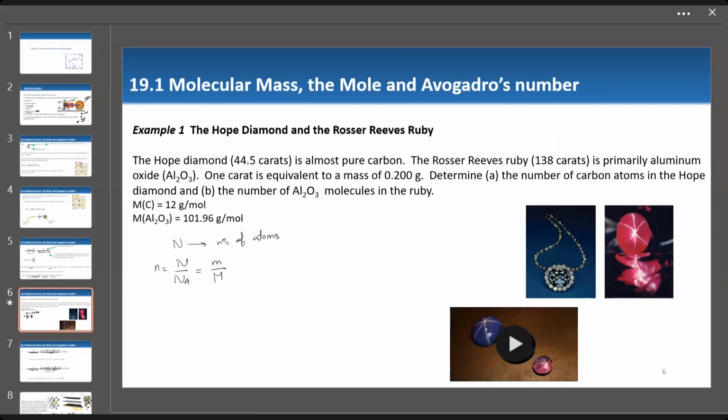Now let's look at the given. What do we have? We have the mass of the diamond. Let's name it MH. 44.5 times 0.2 to convert to grams. I also have the mass of the ruby, 138 times 0.2 grams. And I'm given the molar masses for carbon and for aluminum oxide. What's nice is the molar mass of the aluminum oxide is already given in total, but this was, of course, found by finding the molar mass of aluminum, multiplying that by 2, plus the molar mass of oxygen, multiplied by 3. So yes, I have the molar masses.